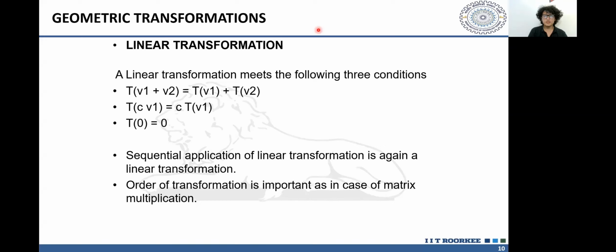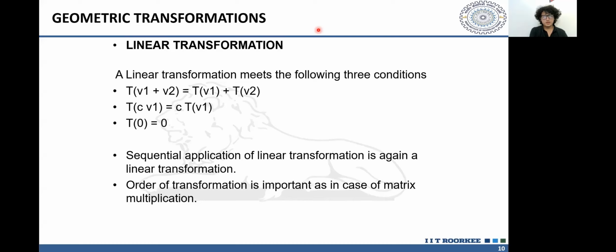The first fundamental step in image processing involves the geometric transformation of the given image. The most fundamental aspect of geometric transformation is linear transformation. A linear transformation has to meet the following three criteria.